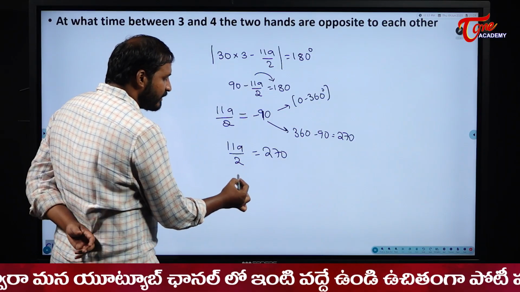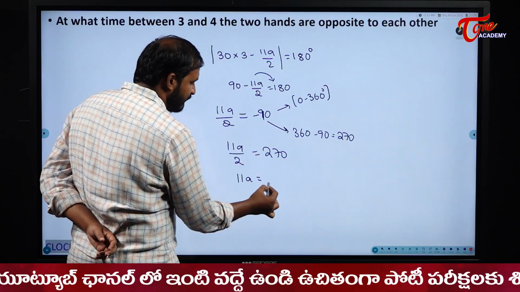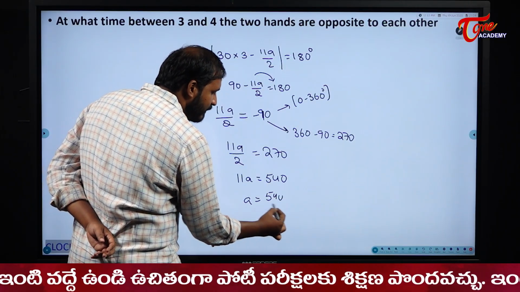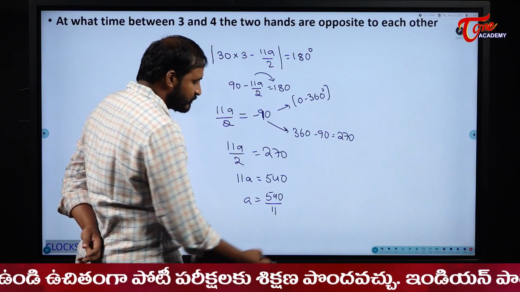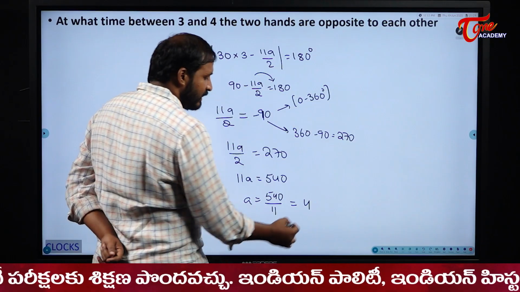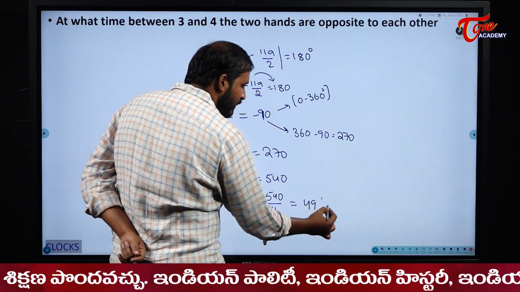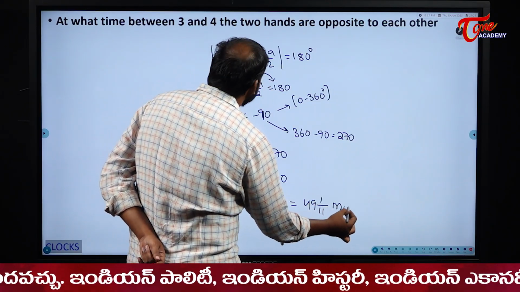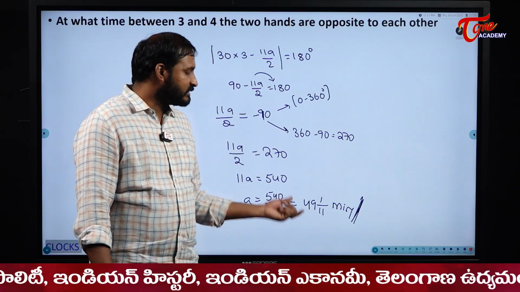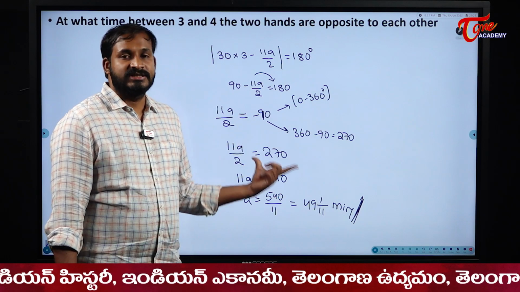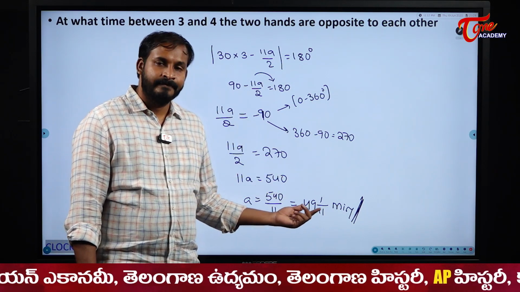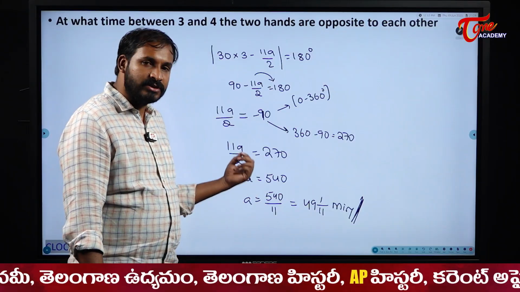Now, what happens to my 11a? It becomes 540, and a value will become what here, students? 540 by 11. Now, 11 4s are 44. I will be left with 10. 11 9s are 99. So, 111. So, that means at 3 o'clock 49 1 by 11 minutes, the two hands of the clock will be in a straight line and opposite manner. Opposite and in a straight line. The two hands of the clock will be exactly opposite to each other.